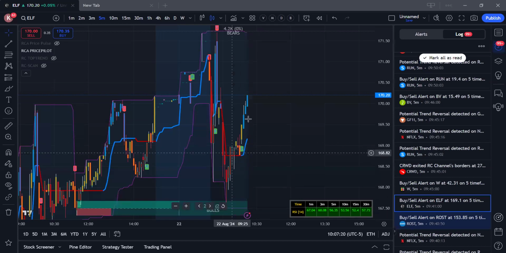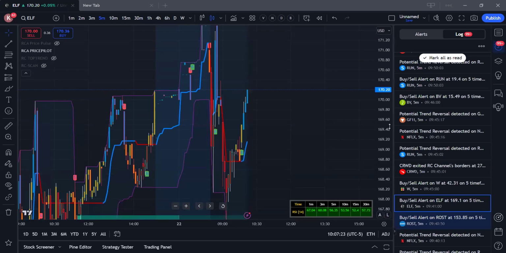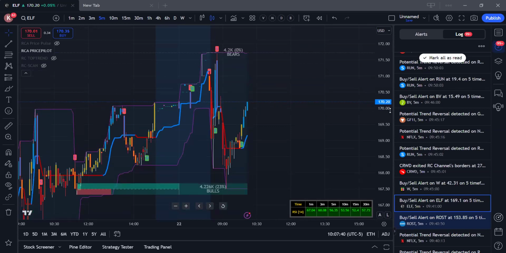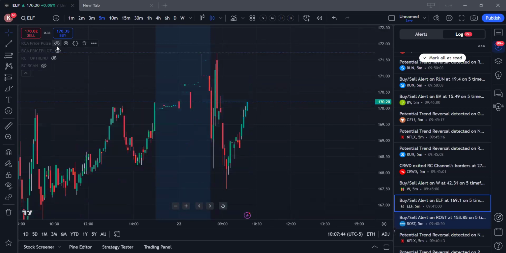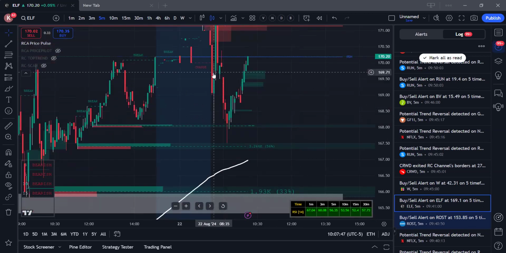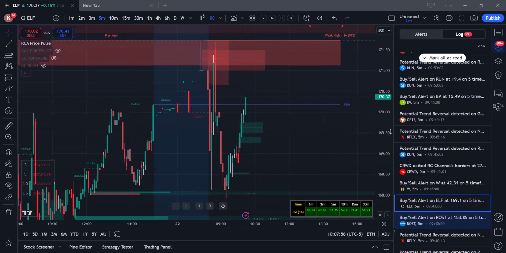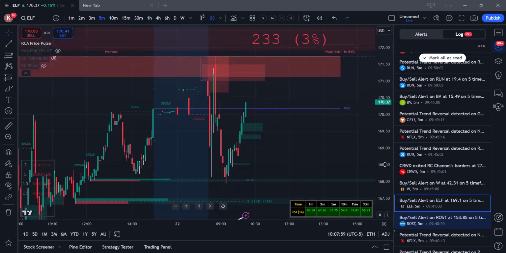You can see ELF already started moving up. So everything is green. These are blue. And then you have a buy order block. It came to the bottom, started moving up. So it can go all the way to 171 plus. Touched the buy order block, started moving up. It can go all the way and touch the top. $171 is possible in the next few minutes.